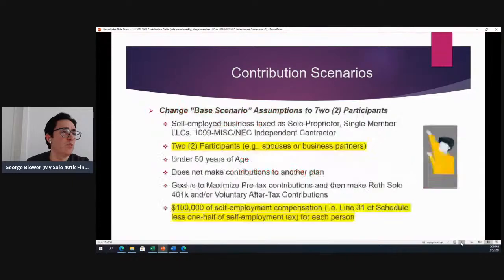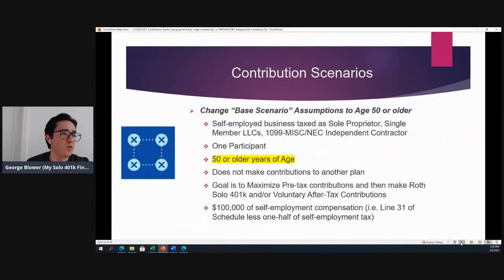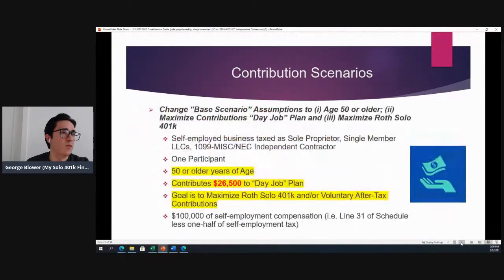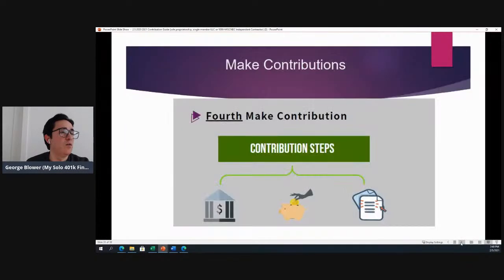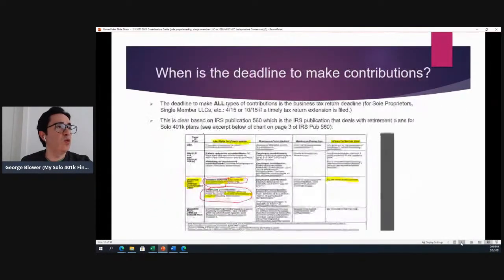The conservative approach would be to limit it to those types of contributions, because there's IRS guidance that would make it questionable whether you could still make employee contributions if you didn't set up the plan until after December 31st of 2020. So remember, the employer contribution limit is 20% of your self-employment compensation, and it's always made as a pre-tax contribution.